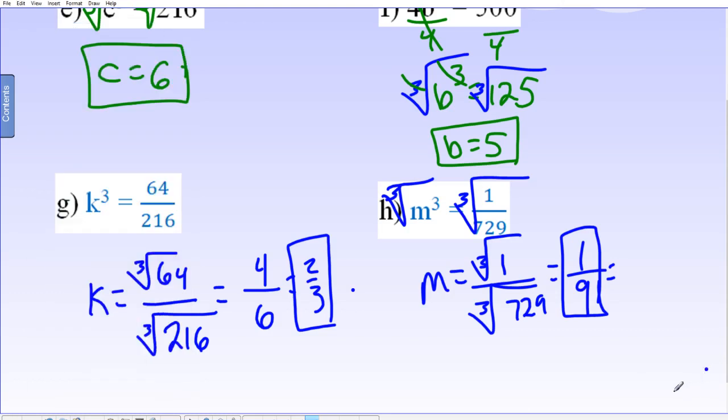So that's how you solve the equation. You get the exponent piece by itself first, then you use either square root or cube root to unsquare or uncube whatever's happening to the variable.